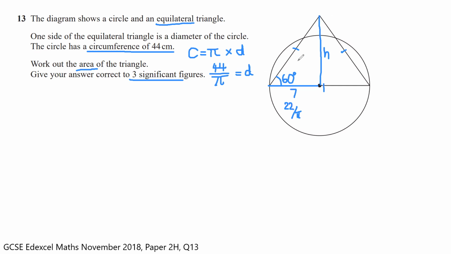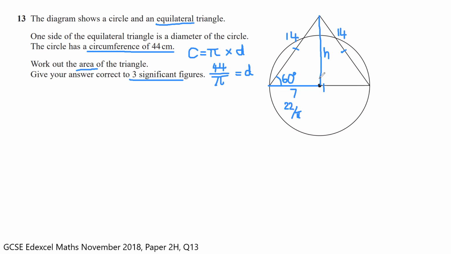Okay, obviously we've been told already, we know that this is an equilateral triangle, so we know that if this whole diameter side is equal to 14 centimeters, that therefore means that this side of the triangle is equal to 14 centimeters, but also this side of the triangle here is equal to 14 centimeters.